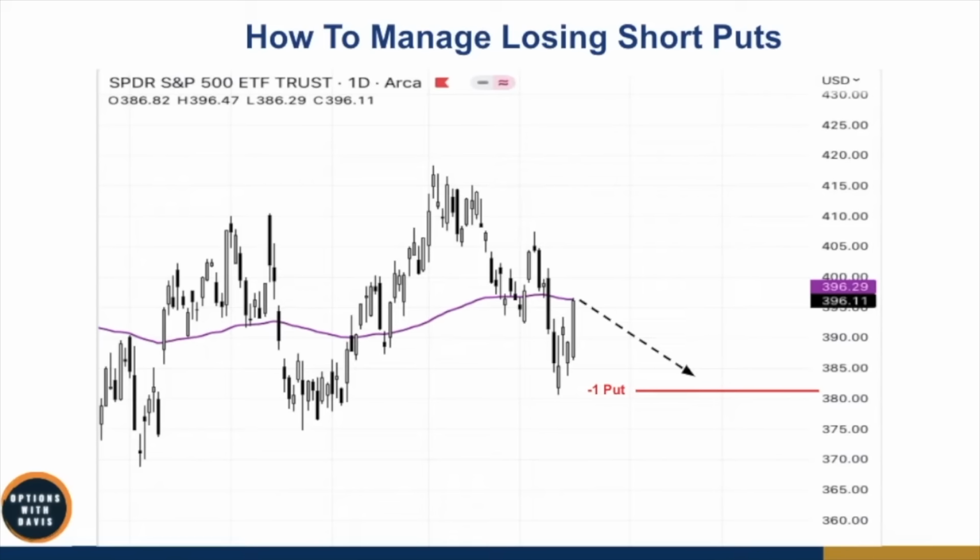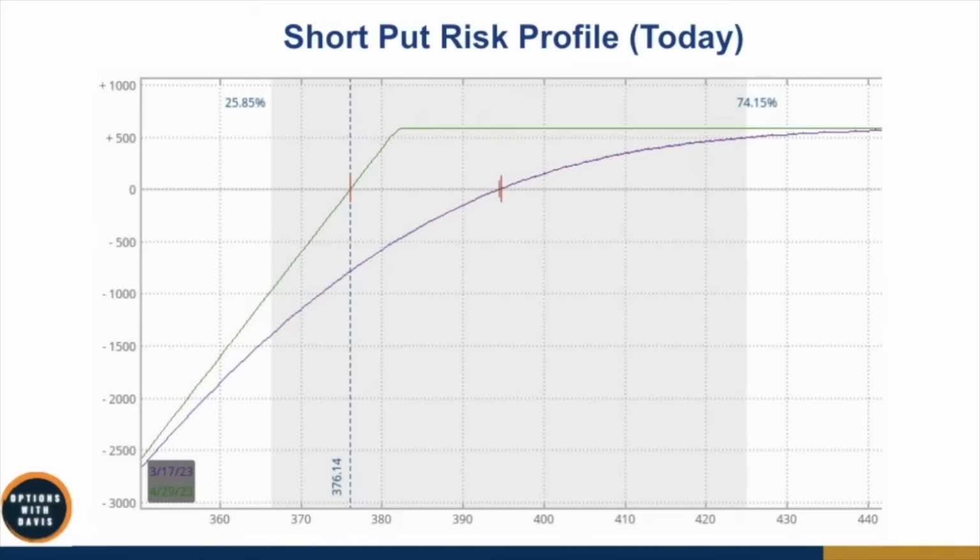At this point, most likely you will see a loss on your short put position. So what do you do? Is there anything to do at all? It really comes down to exactly where the market is. The first thing we want to do is to see the risk profile of our short put. We want to take a look at the P&L graph, which you can see from your broker like Thinkorswim or even the Tastytrade platform. So this is the short put risk profile.